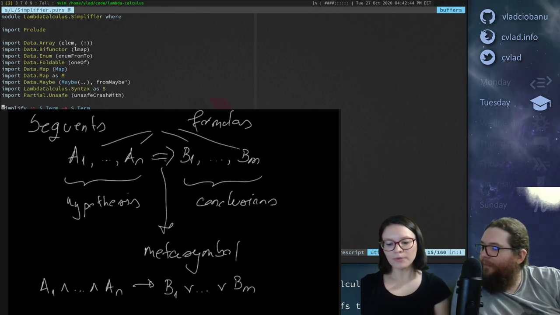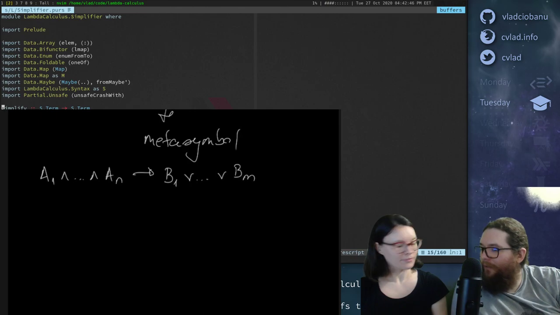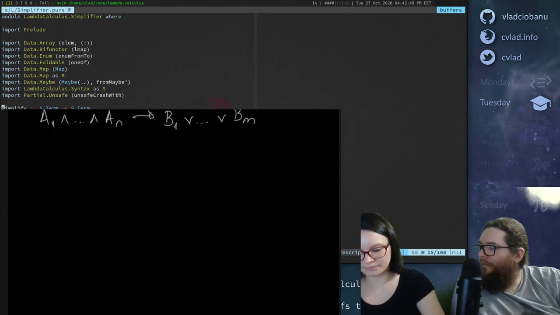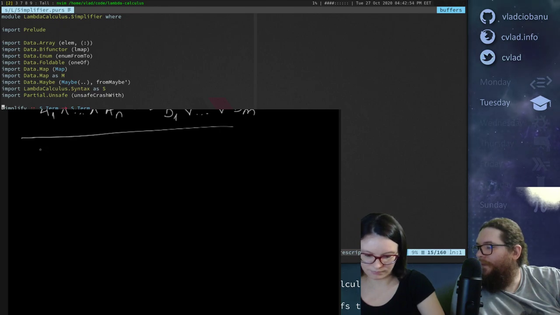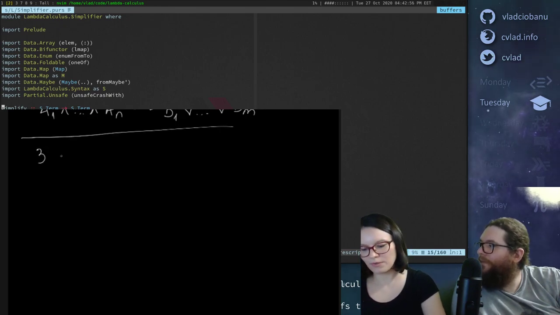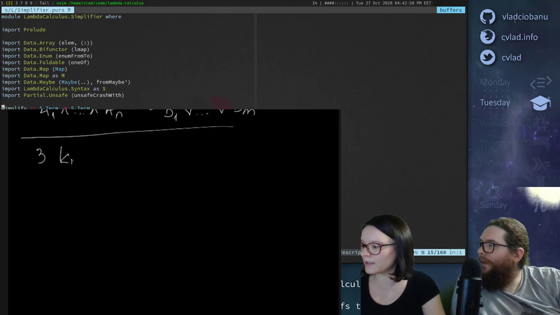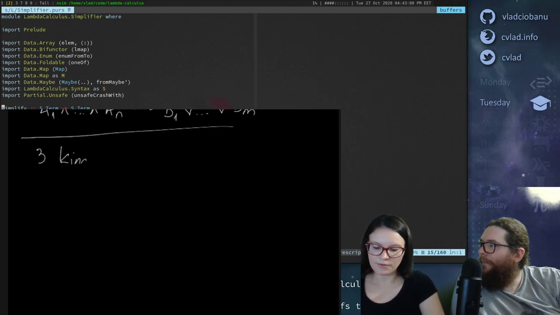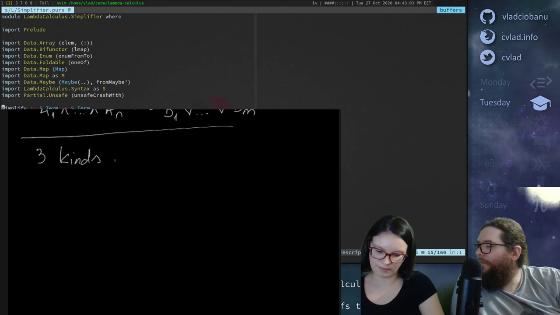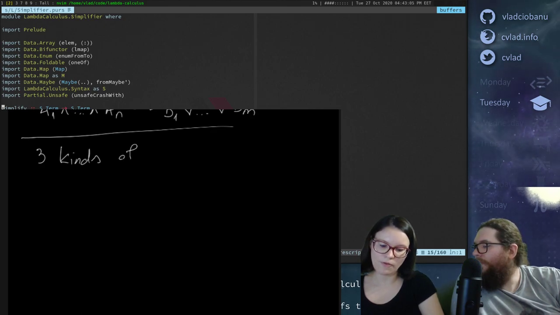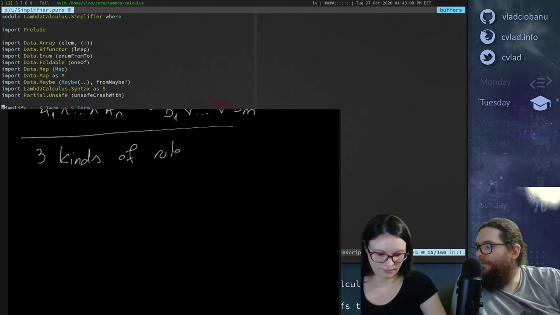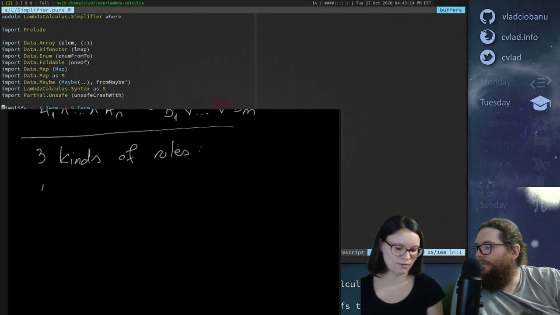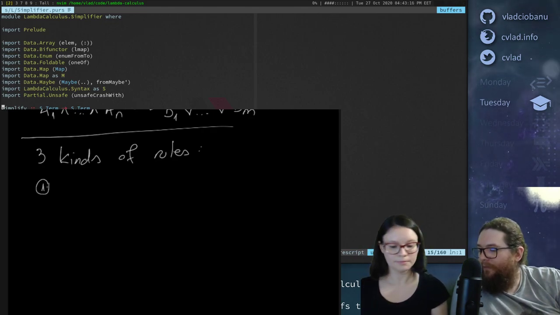And then we introduce rules. We have three types of rules. The first class we call left or right rules for connectives, like for the implication, the disjunction, and the conjunction.